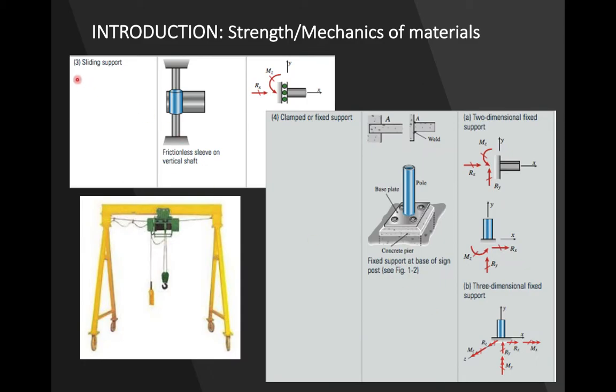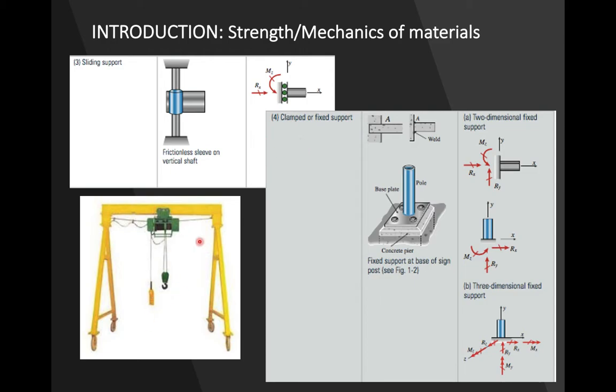This is the sliding support, and you can see different mechanisms over there. So what it does basically, it allows your member to translate in one direction, but it won't allow the member to translate in this direction, and it won't allow it to rotate also.